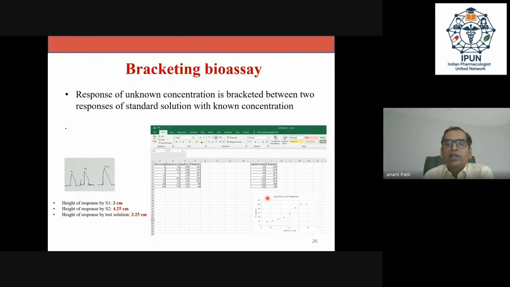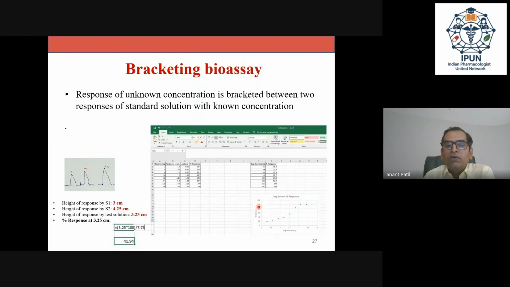Now I know what the percentage responses are, because the response to 7.75 was 100% response. If 7.75 is 100, then how much would 3.25 be? Because on the y-axis, I have percentage. I don't have centimeters here. I have percentages. So I have to convert this 3.25 centimeter into percentage. If 7.75 is 100%, how much would be 3.25? That comes to about 42%. So the response that I have got for T is 42% response.